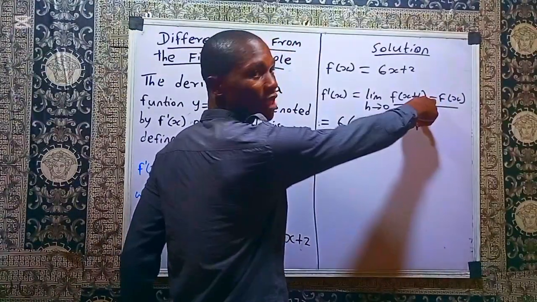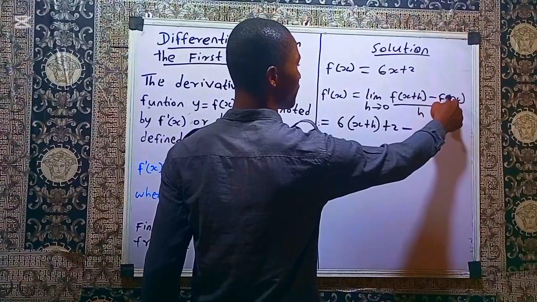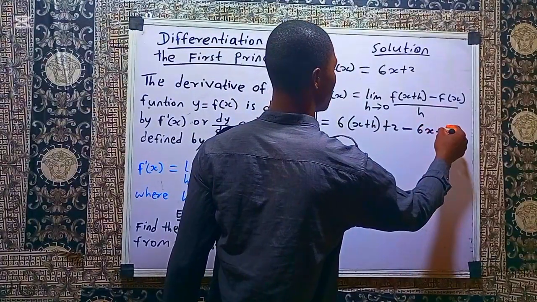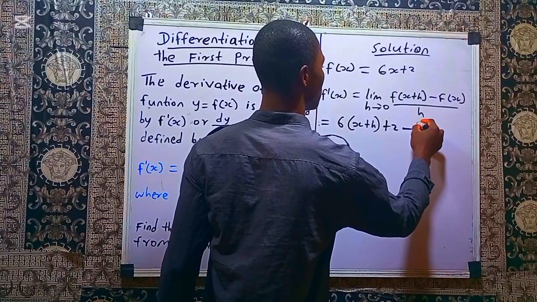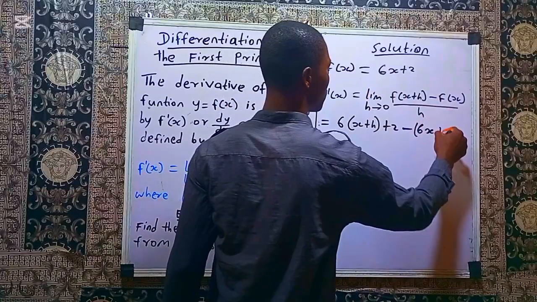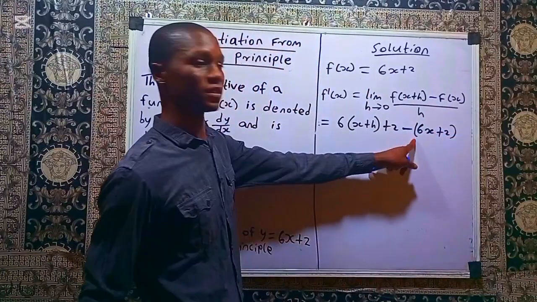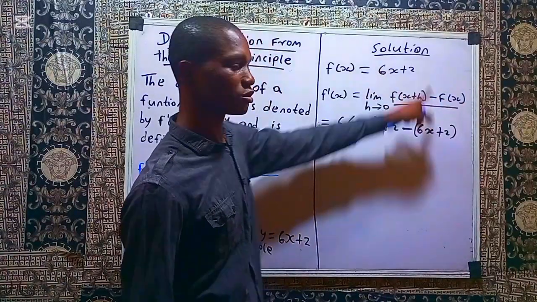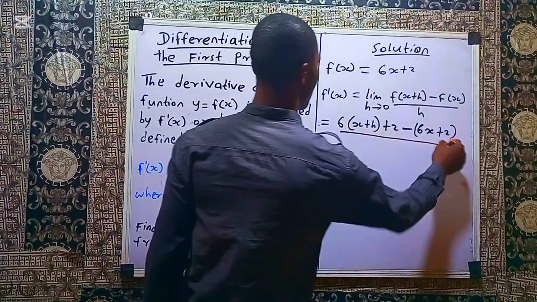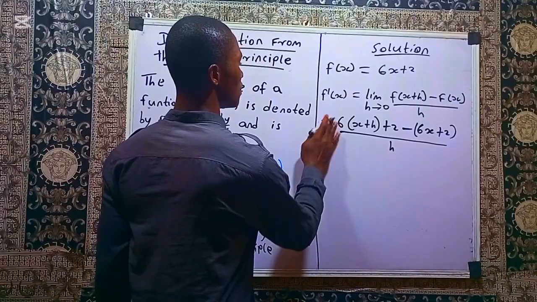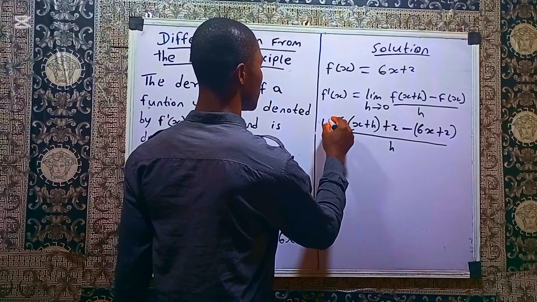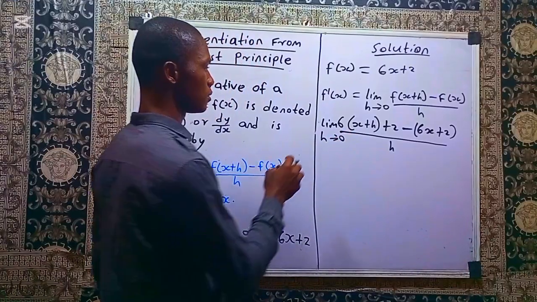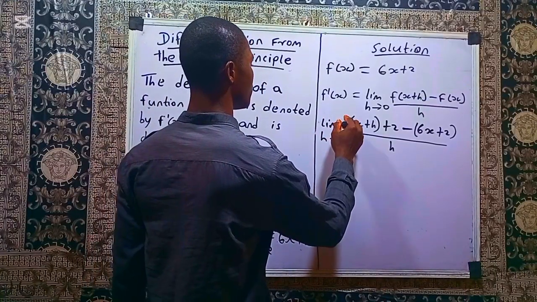Then in the formula we have what? Minus f of x. f of x is the original function, 6x plus 2. So I have to put a bracket, because this minus here will be for this whole function here. So all divided by what? h. And we're supposed to have limit here as h goes to what? 0.